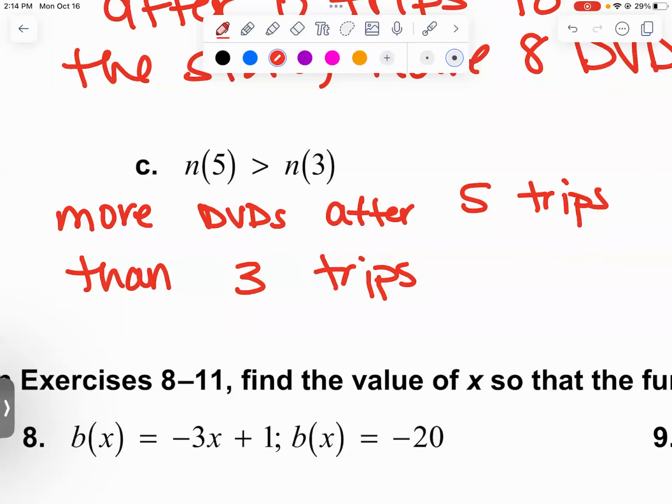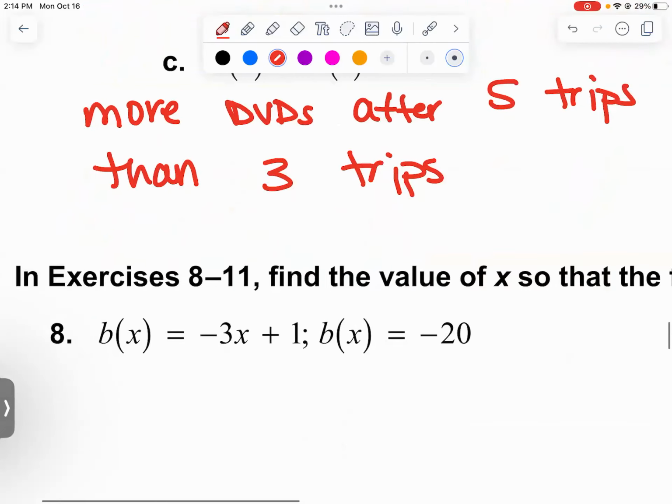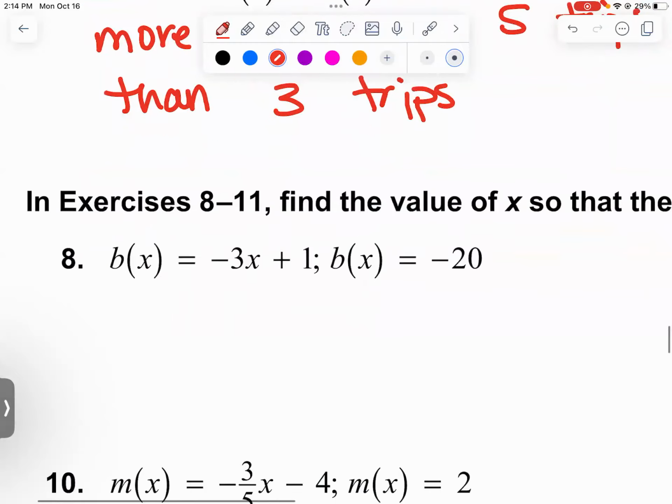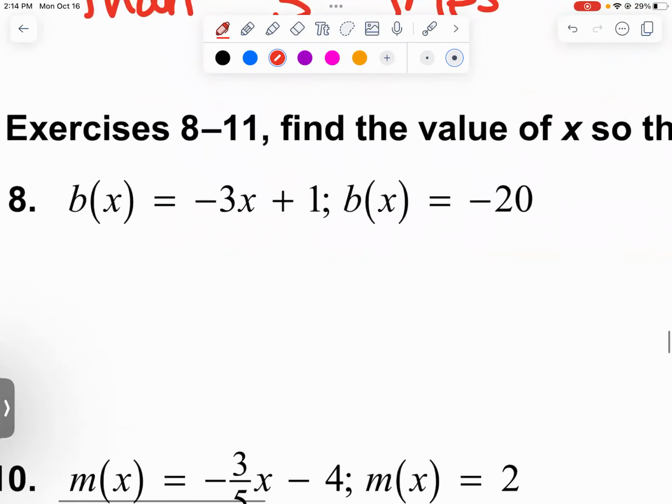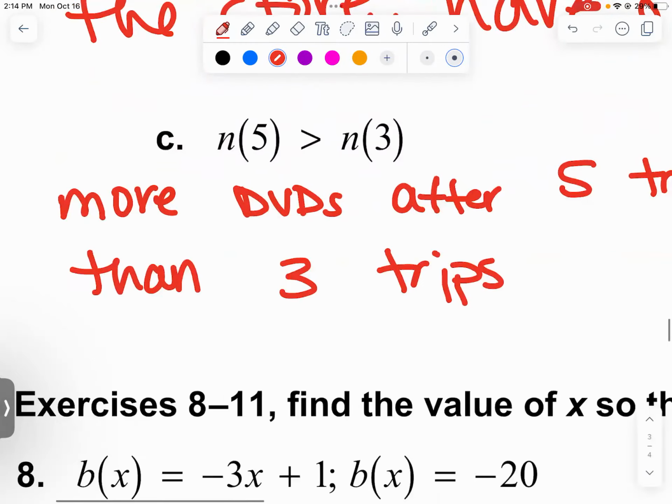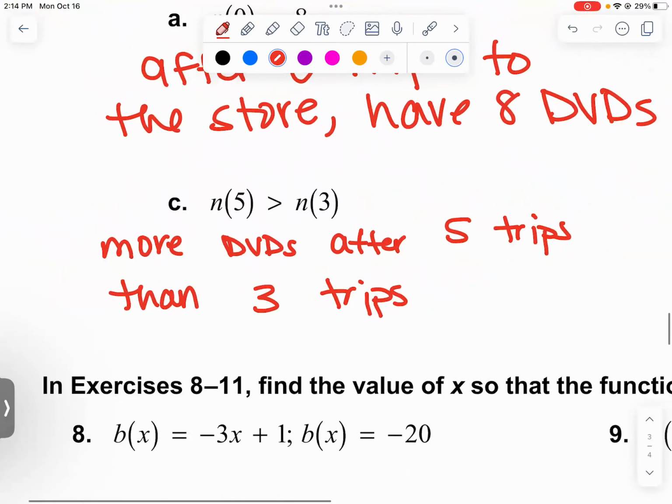Okay, so we're going to number 8. Aaron was so ready, and now I'm just skipping over it. Know what you got solving for x here?